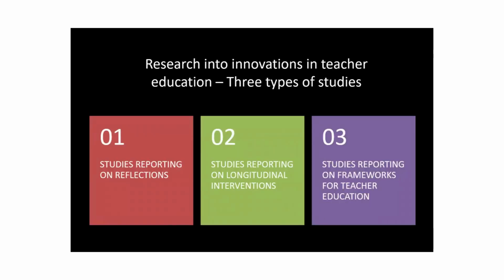I'm not going to go through all of those papers, but I will just give a snapshot of some of the research that's been happening. In terms of teacher education, we found research happening in three different areas. We found studies that reported on reflections, so they might have been reflections of teachers, but sometimes of teacher educators having trialed innovations in teacher education programs.